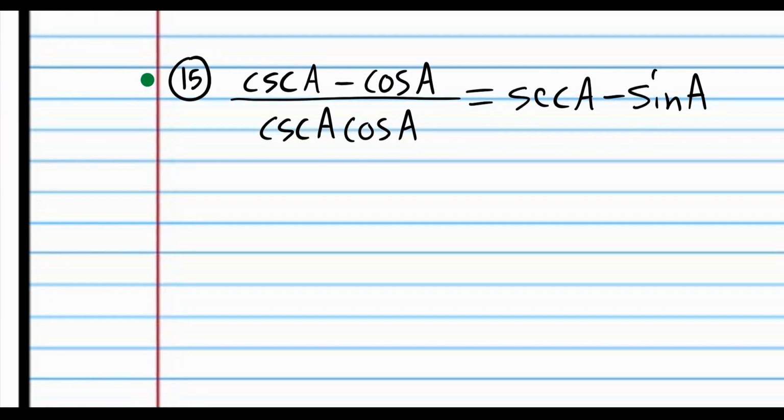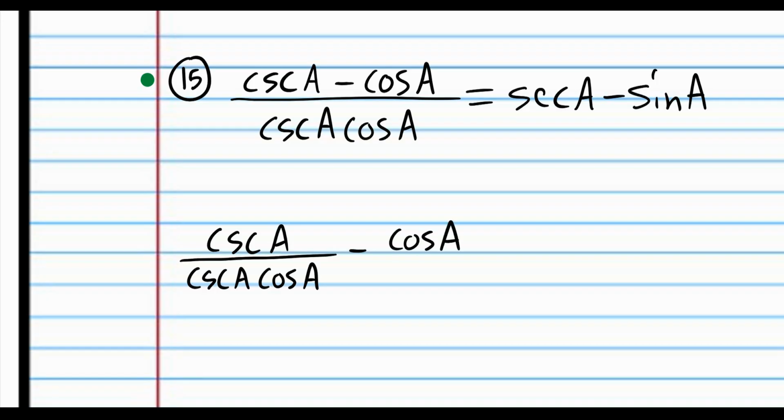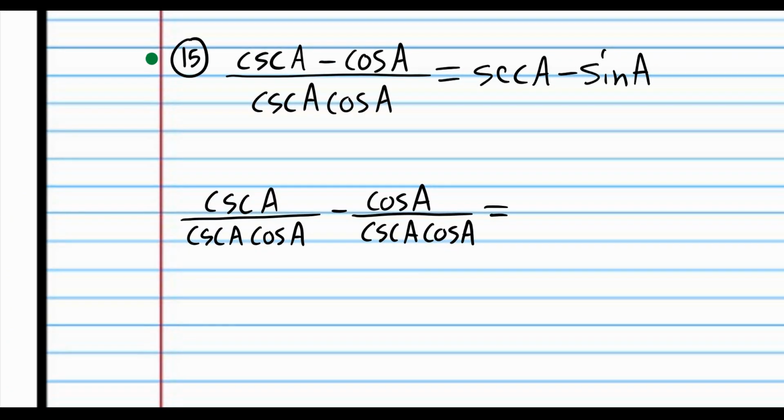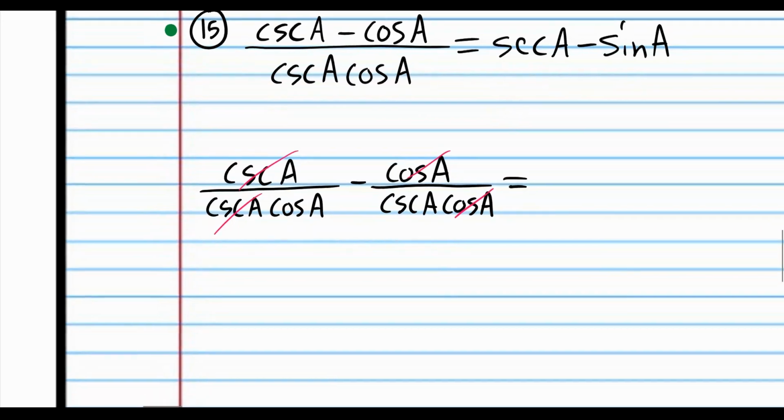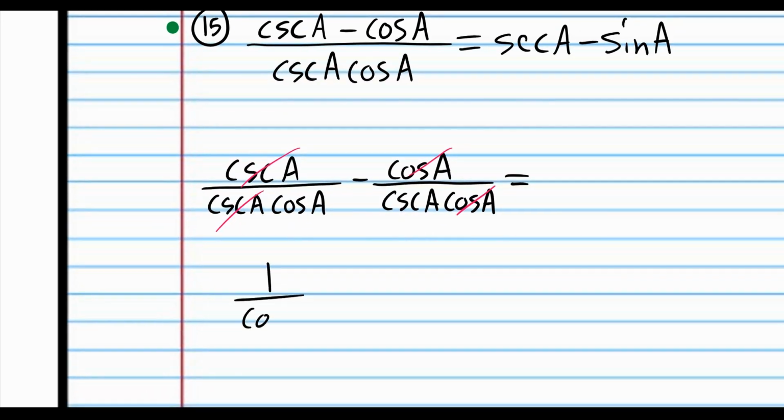Okay, we're back. So if we break that fraction into 2 parts, we have cosecant A over cosecant A times cosine A. And as you can see, these cosine A's cancel out, and the cosecant A's cancel out, and at the right, the cosine A's cancel out, and we're left with 1 over cosine A minus 1 over cosecant A.